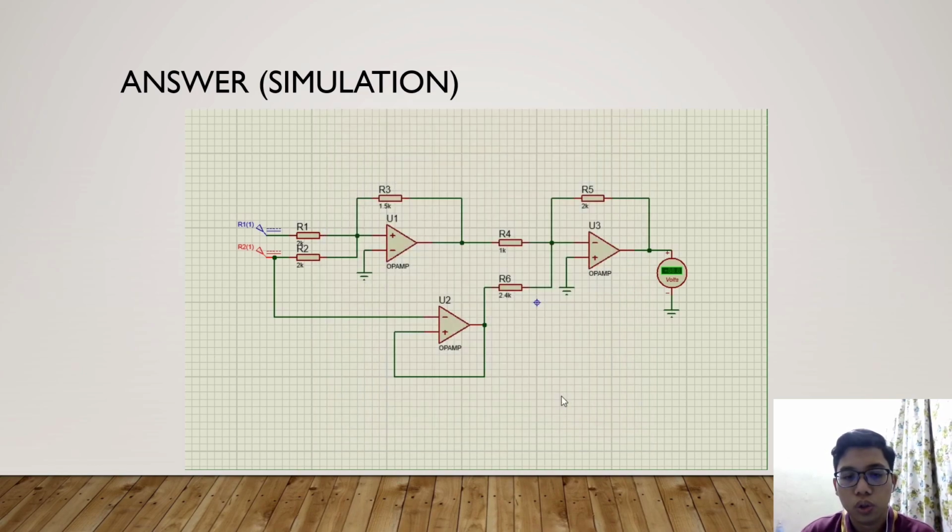As you can see here, this is the voltage follower and this is the voltage summing. In order to get the result, we have to simulate it, and as you can see there, the output we get is 7.33, which is the same as the calculation. Therefore, the result for this question 4 is acceptable.